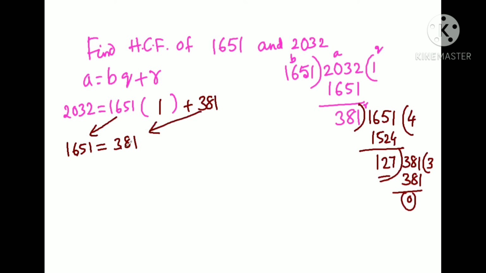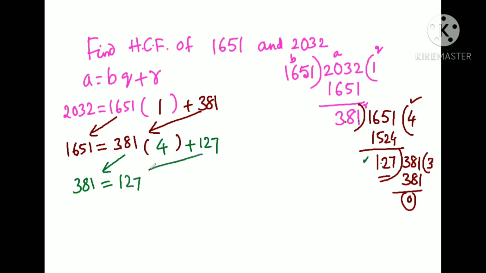Remainder becomes divisor. Divide this one, you will get quotient. Here 4, right here 4 plus write this remainder here. So 1651 is equal to 381 into 4 plus 127. Now take 381. 381 is equal to 127 into 3 plus 0.